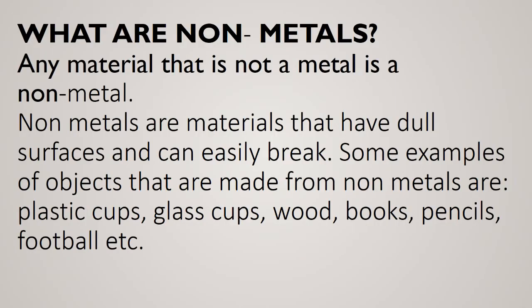What are nonmetals? We say any material that is not a metal is a nonmetal. Nonmetals are materials that have dull surfaces and can easily break. Some examples of objects that are made from nonmetals are plastic cups, glass cups, wooden materials, books, pencils, football, etc.